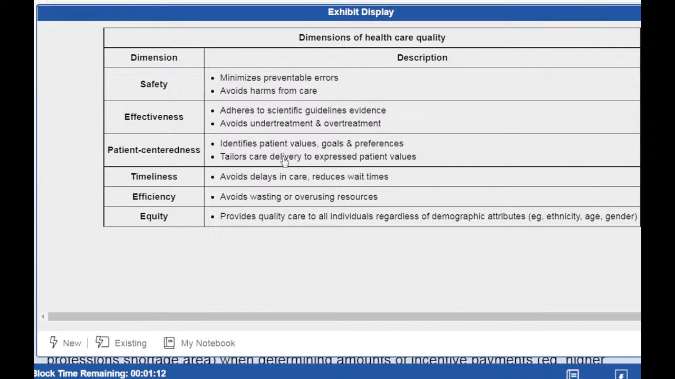Tailors care delivery to express patient's values. This is about patient's values. It's like when the patient doesn't want to be naked, like the patient is the owner of his own body. They can decide what to do or not. You know, that's something that they're discussing too much nowadays with those shots and COVID shots and things like that.